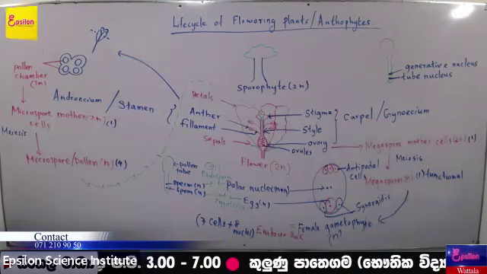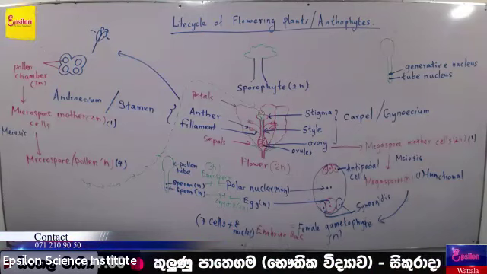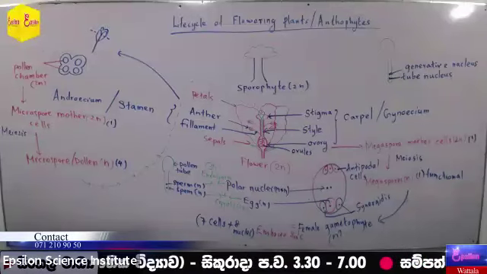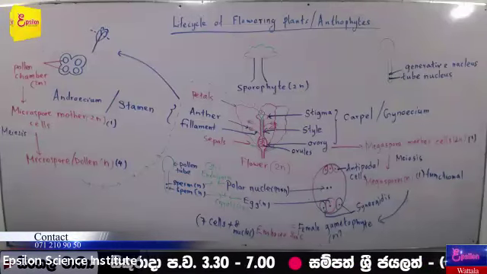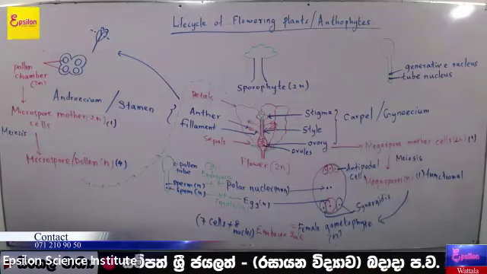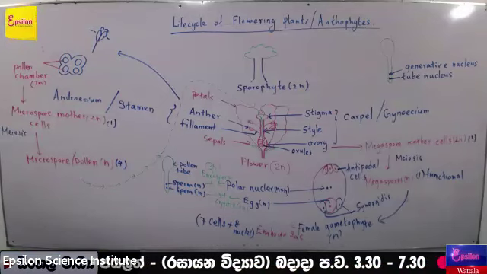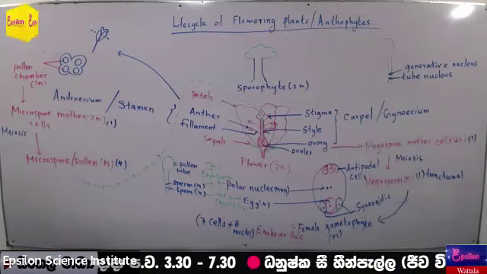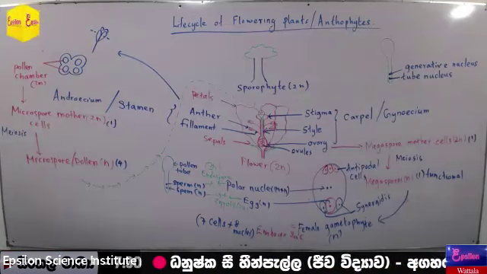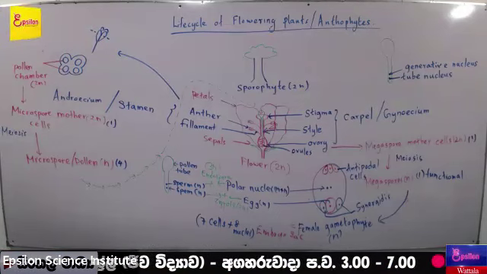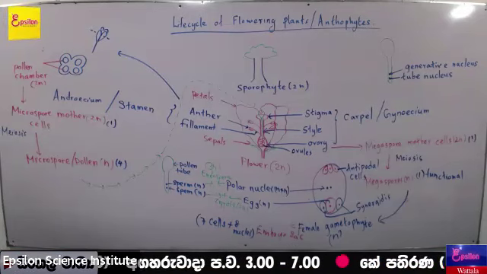Ovary, megaspore mother cell, megaspores, female gametophyte. Likewise, you can go. Once it is done, I will draw again and explain what is the second for double fertilization and everything. Okay, please keep it as one paper. I'll just draw it again and show you.